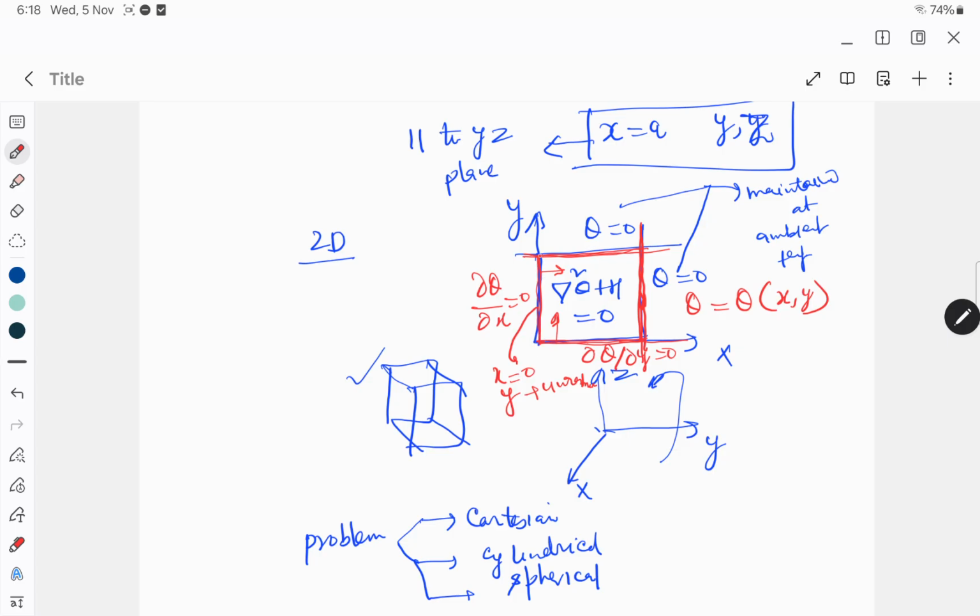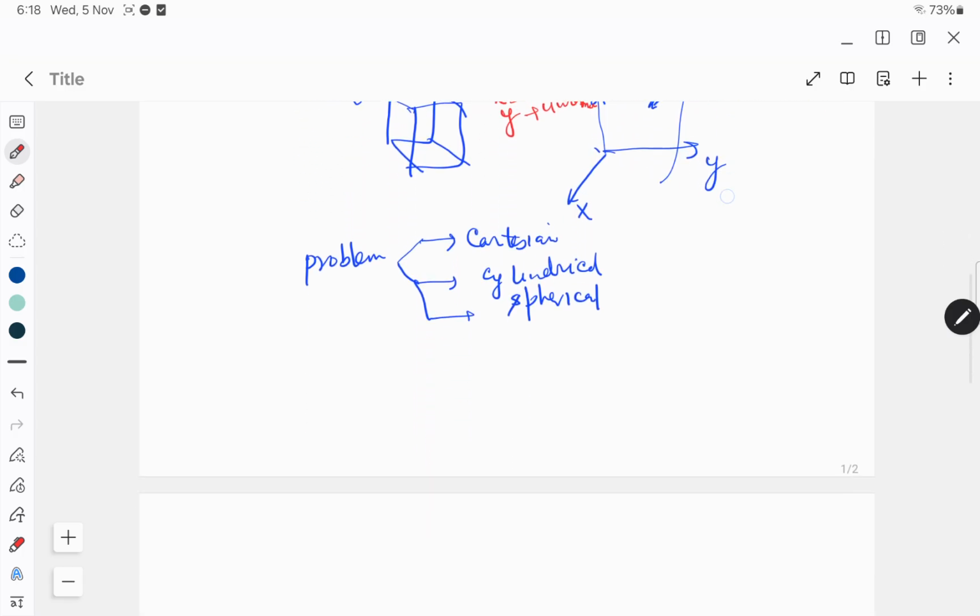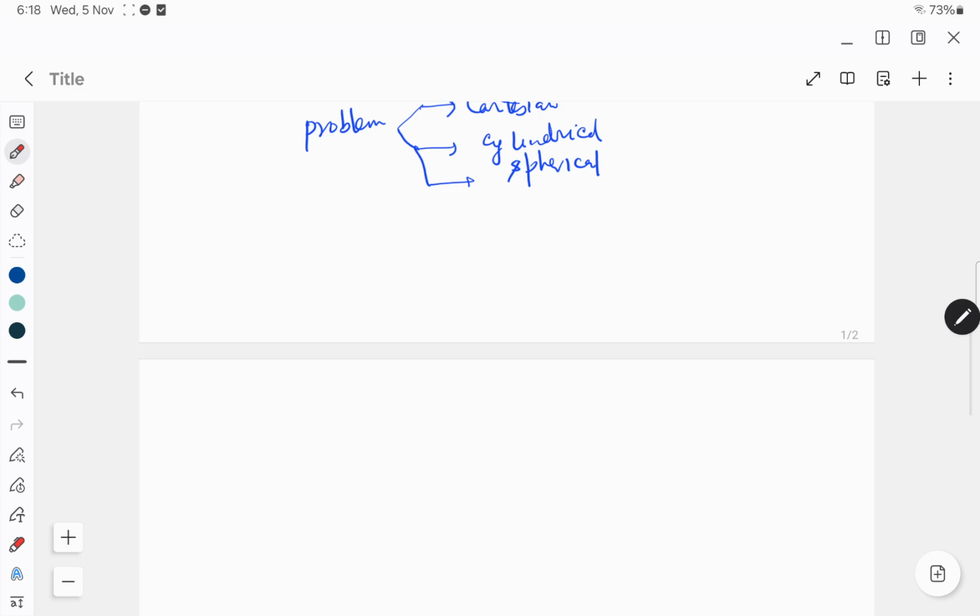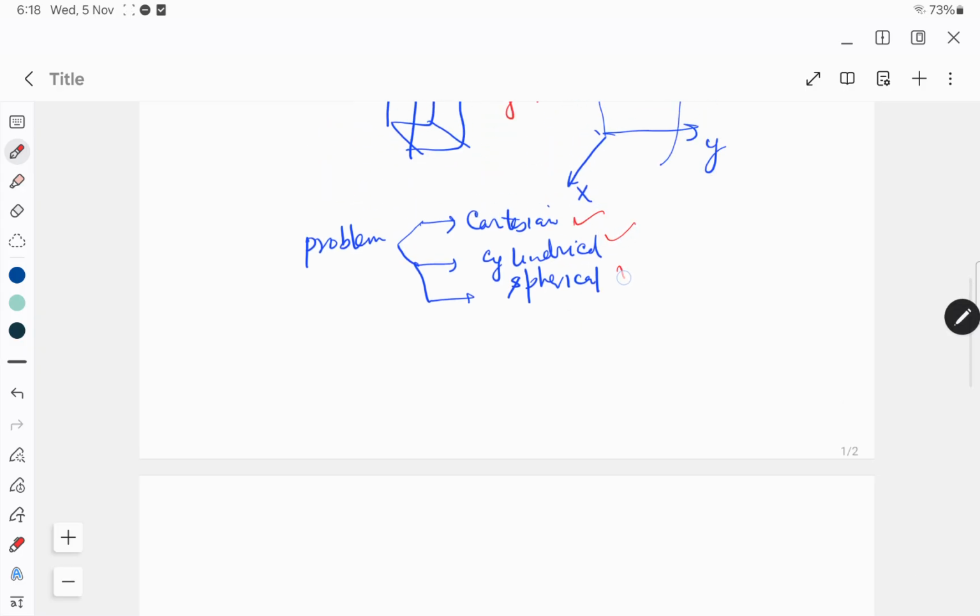So y can go from here to here. Similarly, here the value of x is again constant, but y is variable. Here the value of y is constant and x is varying. So these all are the coordinate surfaces. The problems that we will be discussing later on will include problems in the Cartesian coordinate system, or cylindrical coordinate system, or spherical coordinate system.